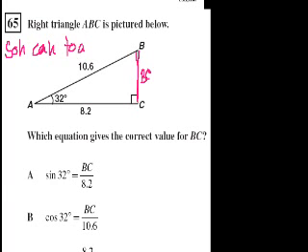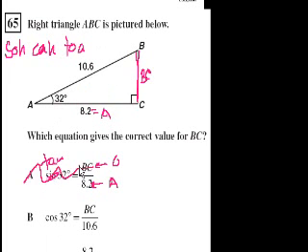They're saying the sine of 32 degrees is equal to BC over 8.2. Is that right? Sine is opposite over hypotenuse. BC is definitely the opposite, but 8.2 is not the hypotenuse. 10.6 is the hypotenuse. So 8.2 is the adjacent. So this is wrong. This is the opposite, and that's the adjacent, so this should be a tangent. Tangent of 32 is equal to BC over 8.2. But that's not what they wrote, so that's not right.